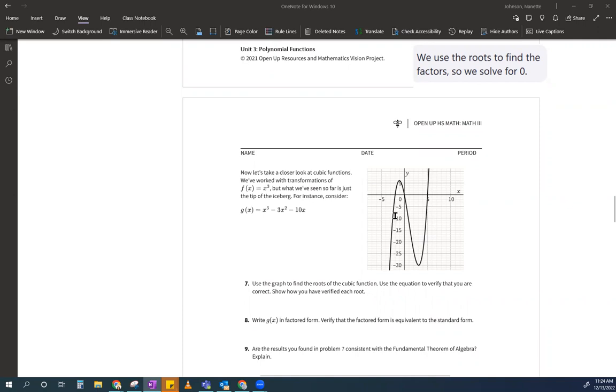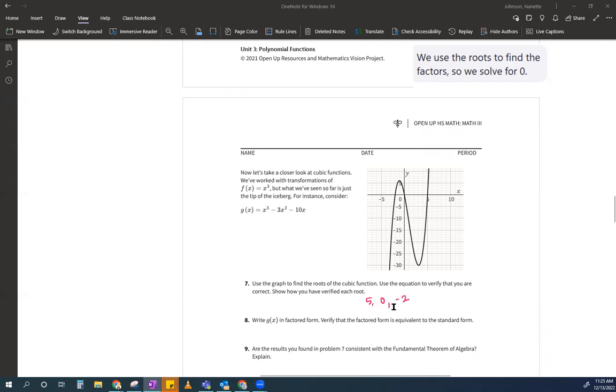Some of it looks like, if I zoom in and put my eyeballs next to my screen, thank you, I appreciate it, yeah, if I zoom in, I can see that this is probably -2. This is probably 0. And this is probably 5. Okay. So use the graph to find the roots of the cubic. Use the equation to verify that you are correct. Okay. So first, let's write down our roots. You guys all said, what did you guys say? 5, 0, and -2 are my roots. And then it said to use the equation to verify.